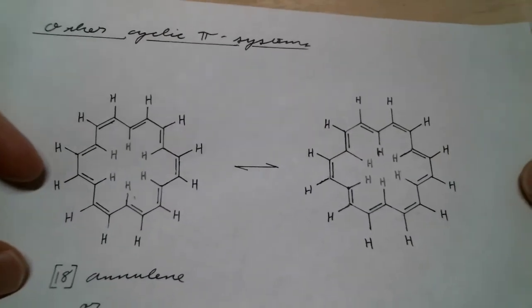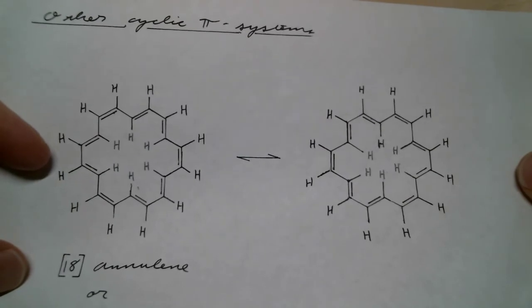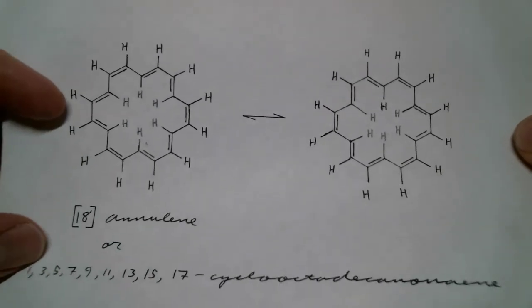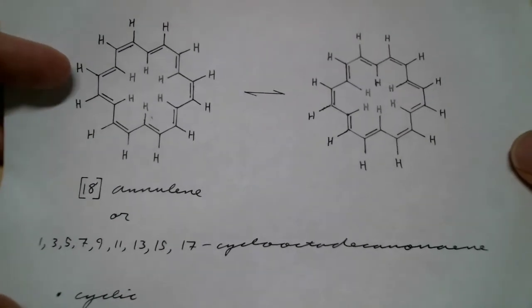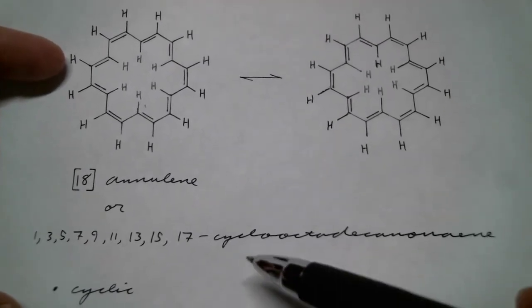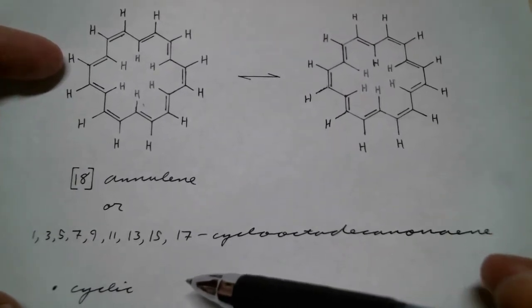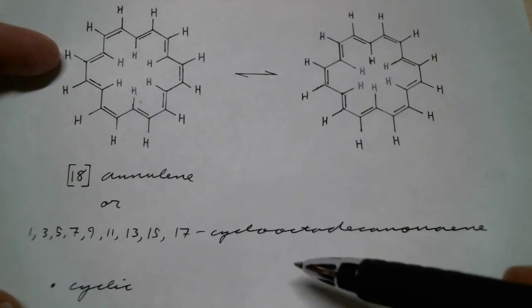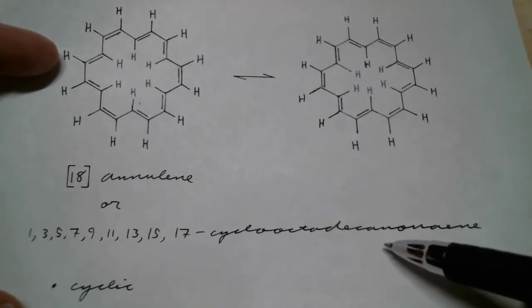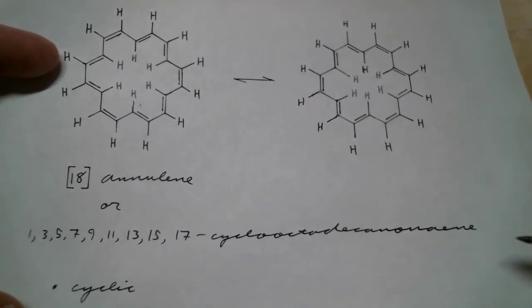discuss other cyclic pi systems. This is 18-annulene. That's a much easier way of naming that molecule than its actual, 1, 3, 5, 7, 9, 11, 13, 15, 17 cyclooctadecanonaene. Yikes.